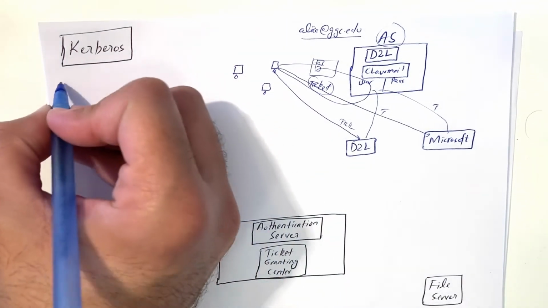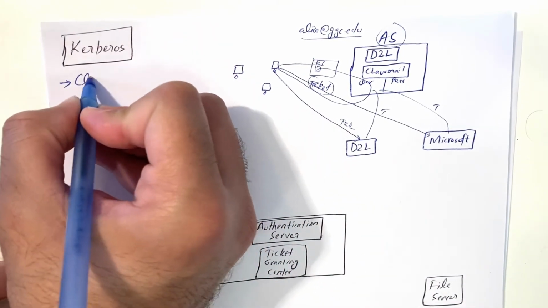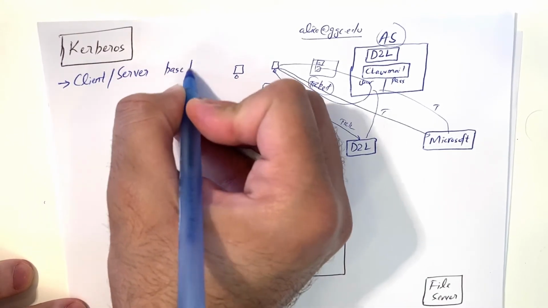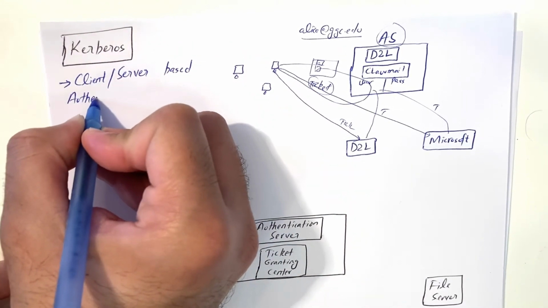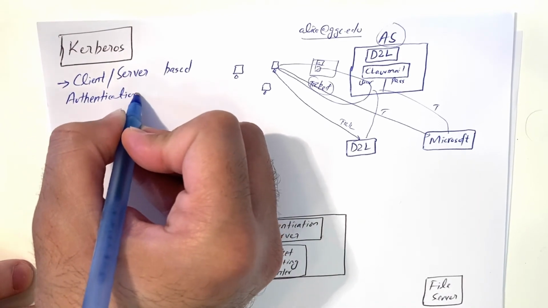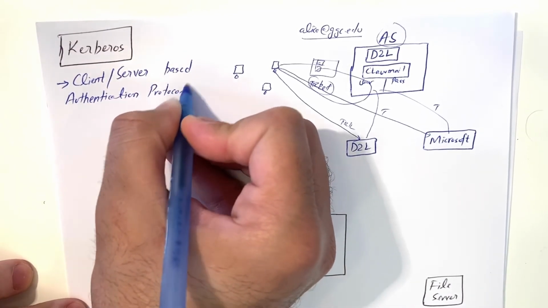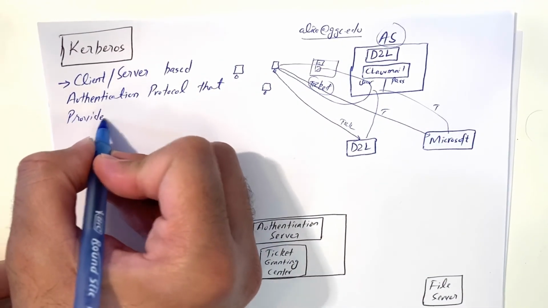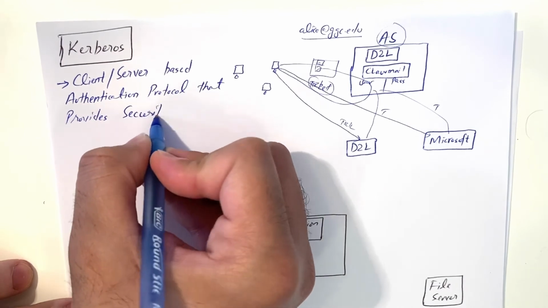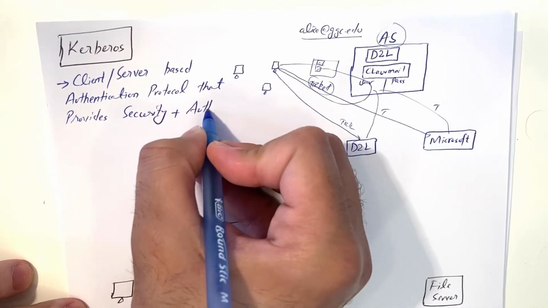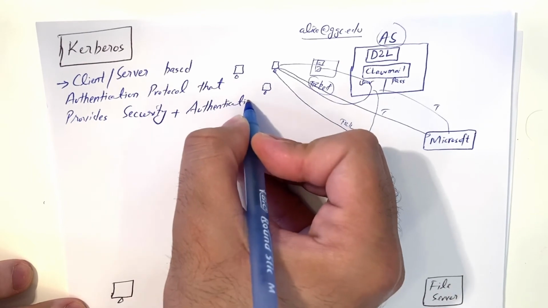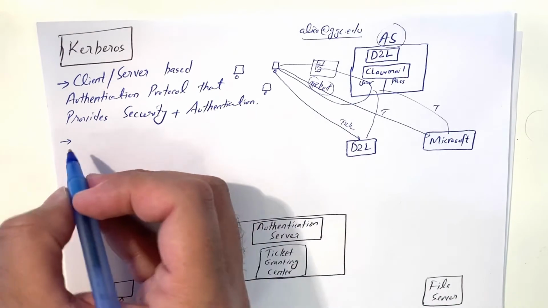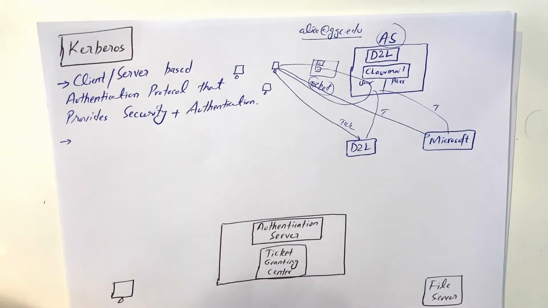So what is Kerberos? In fact, Kerberos is basically a client-server-based authentication protocol that provides security plus authentication. It provides security plus authentication to both users and the servers. Next, the user cannot directly access the resources. It involves a trusted third party.